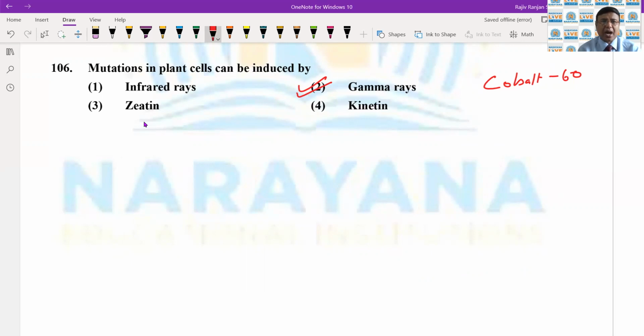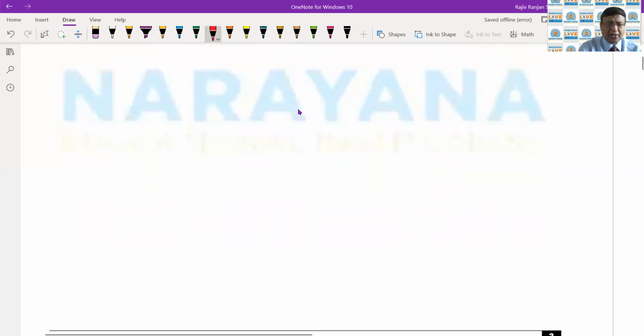GA3 and kinetin are actually cytokinins. Kinetin is the first cytokinin to have been discovered, and zeatin is a natural cytokinin that is present in the maize as also coconut water. So they are not capable of causing mutation. So the correct option is gamma rays. So let's now see question number 107.